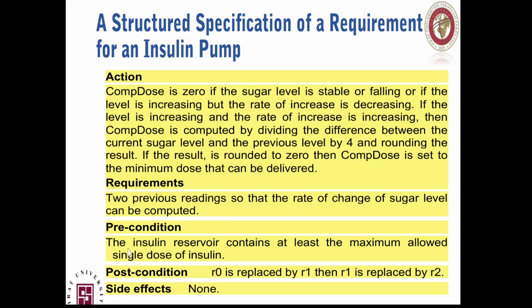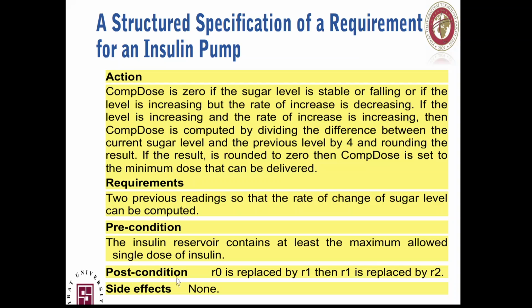We need to check the reservoir of the insulin, whether we have at least a maximum allowed dose or not. If we don't have the maximum allowed dose, let's say our calculation provides that we need to supply insulin dose to the maximum, yet in the reservoir it is not available. Then this is a precondition which should be held true to ensure the proper operational process of the software.